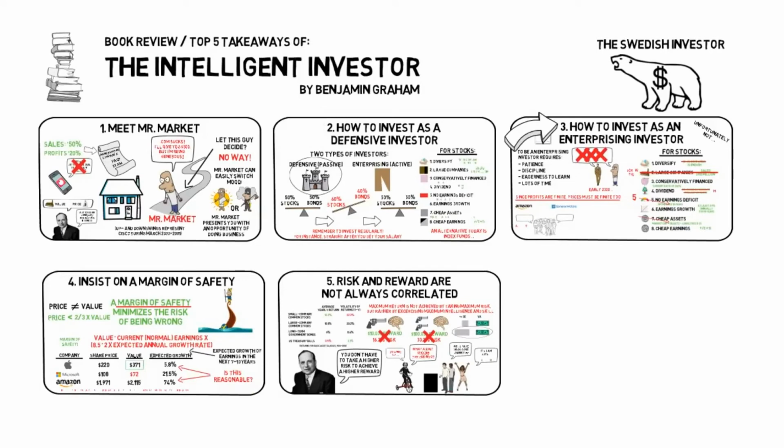Thirdly, the enterprising investor should also aim for stocks that show lower price tendencies. If he can find a company that is trading below its net working capital, he might have found his Eldorado. The fourth takeaway is that the intelligent investor should insist on a margin of safety when acquiring an asset. And finally, takeaway number 5 is that risk and reward aren't necessarily correlated. What do you think of Graham's advice? Are they still as applicable today as they were back in the 1970s?